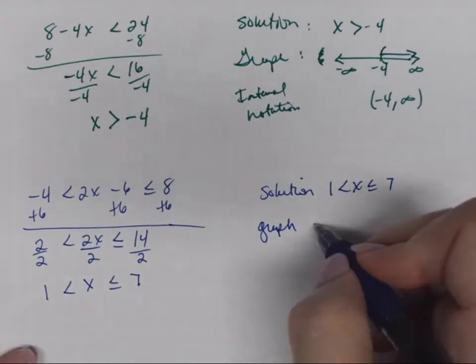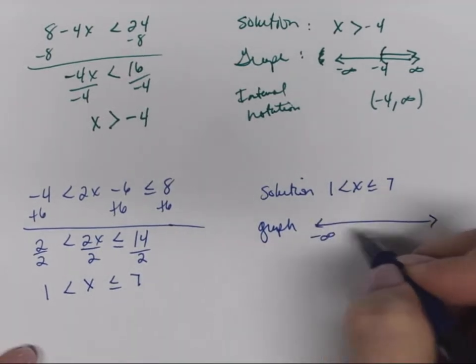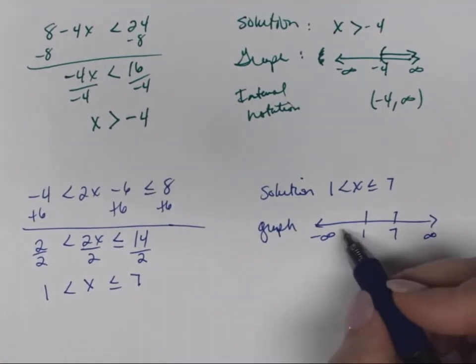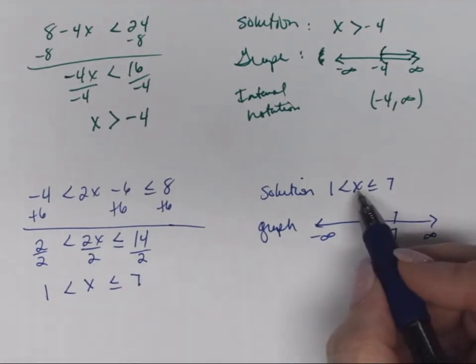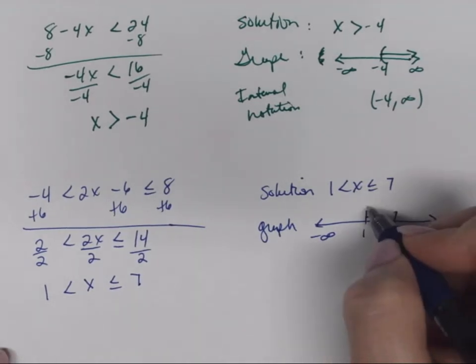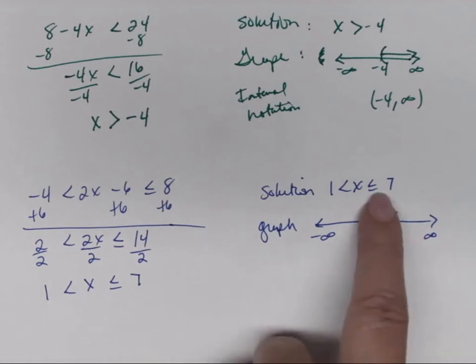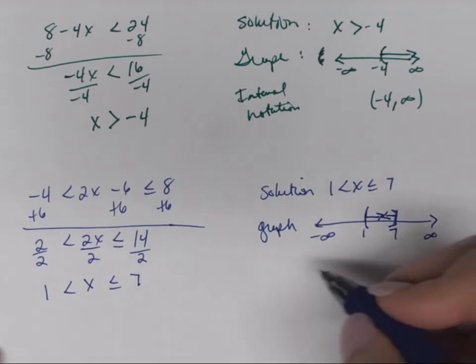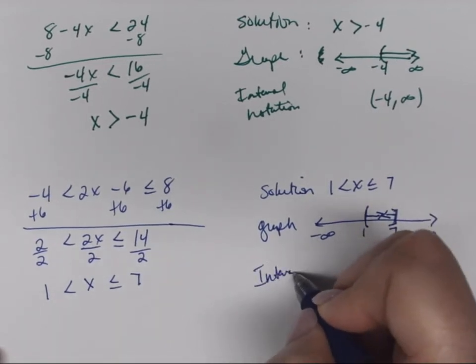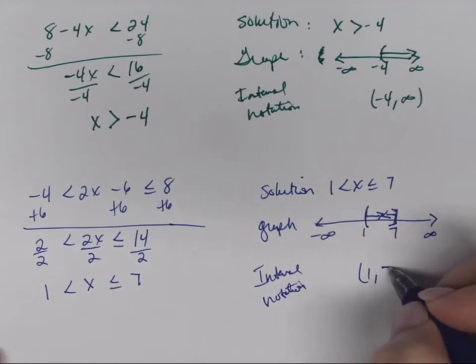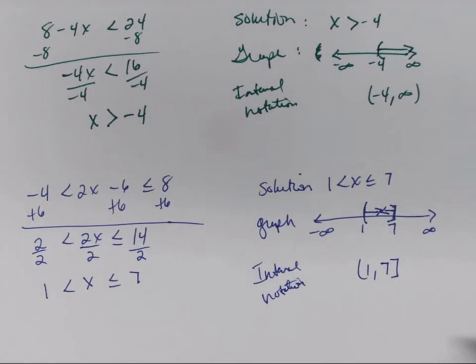The graph, this time I'll have two numbers. I have 1 and I have 7. And x is greater than 1, so it's going to go this way, and it gets a parenthesis. But x is less than or equal to 7, so it's going to go to the left. And it's got an equal part, so it will get a bracket. So interval notation will be from 1 to 7 with a bracket on the 7.